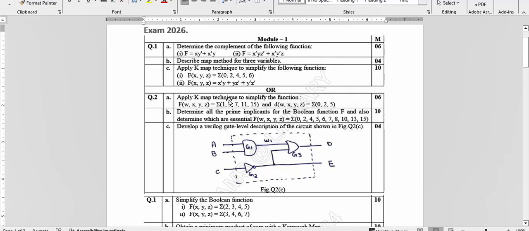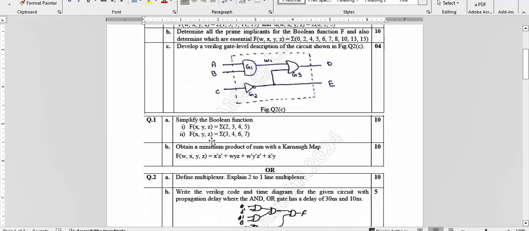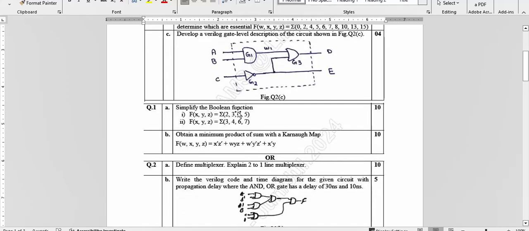So most importantly, the questions are regarding the K-map. Without missing, you have to practice the K-map function problems. The next thing which I have observed is the Boolean function. Boolean function is also asked in many question papers. Here you can see it is asked for 10 marks.